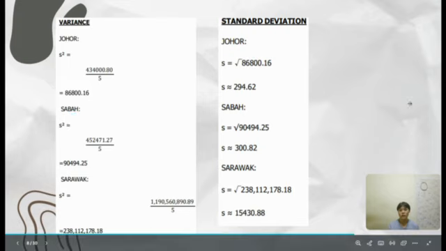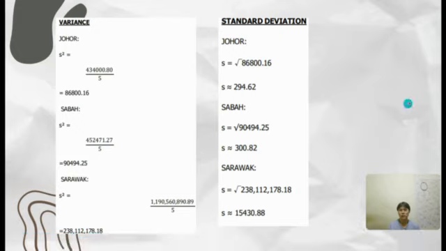Okay, the next one is standard deviation. For Johor, we use the square root of 86,800.16, and then we get 294.62. And for Sabah and Sarawak, we also do the same.